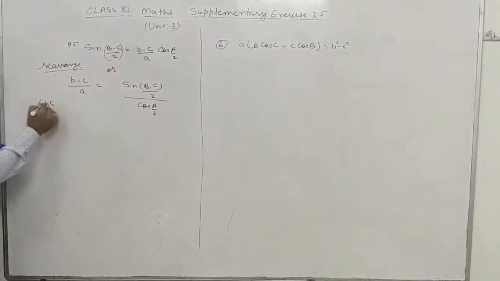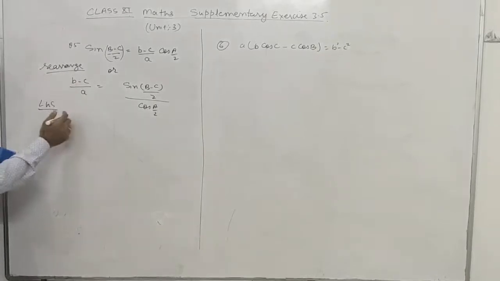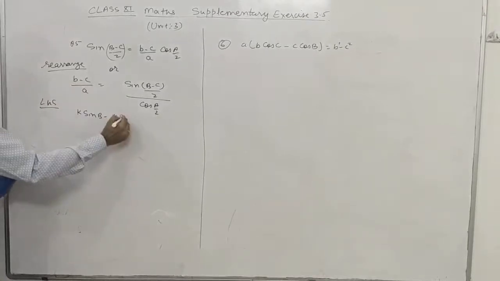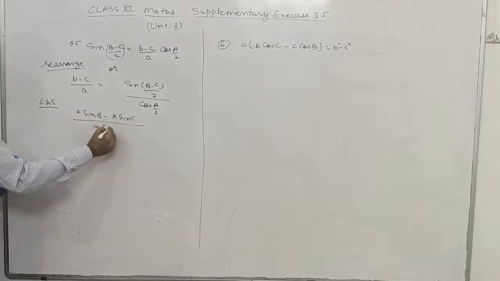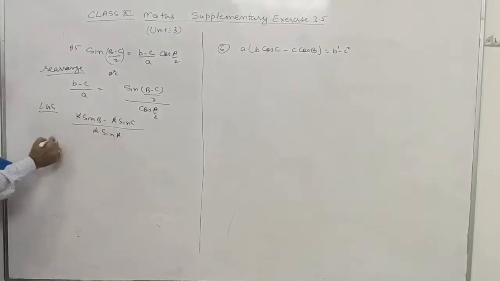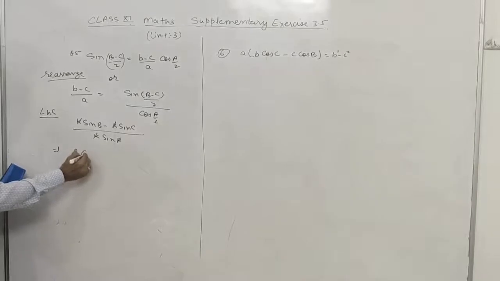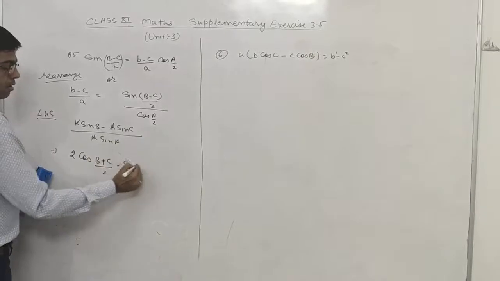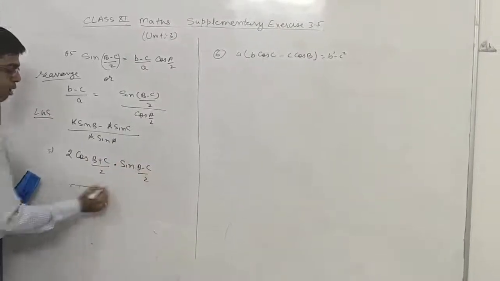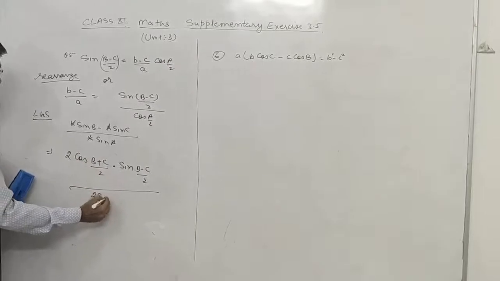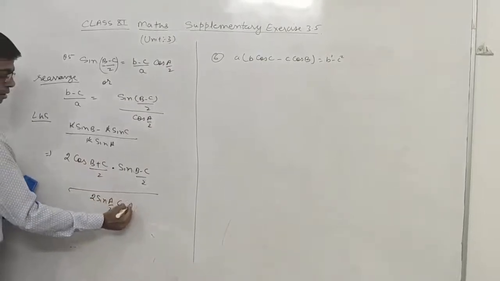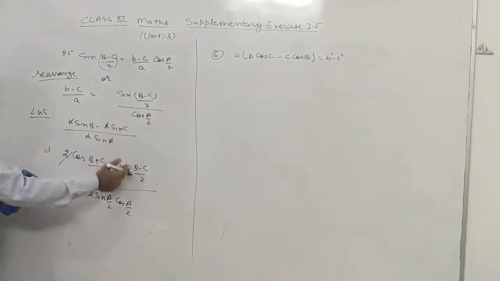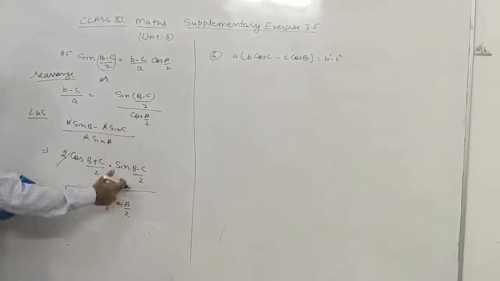So for the left hand side, take the value of B from the sine formula. The value of B is K sin B, the value of C is K sin C, and A is K sin A. All K will be cancelled out. Using the formula sin C minus sin D, which is 2 cos (C plus D)/2 sin (C minus D)/2, whole upon the half angle formula 2 sin A/2 cos A/2. 2 and 2 cancel out. Now we have sin (B minus C)/2 and cos A/2.